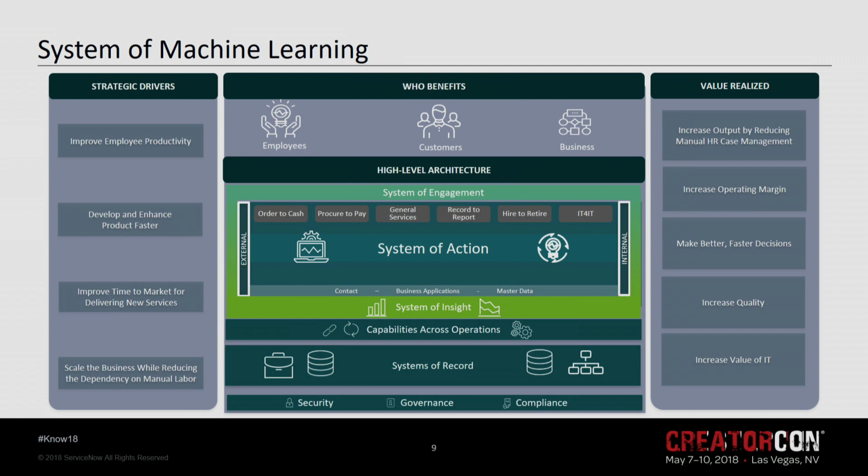Any questions on those capabilities? So if we wanted to put this all together in a slide and say what a system of machine learning is altogether, this is a system of machine learning. There are some strategic drivers on the far left that tell you the drivers behind people adopting machine learning. At the top is who benefits from it. And on the far right is some of the value that you should expect to get from the system of machine learning. At the core of it, in the middle, is the system of action.